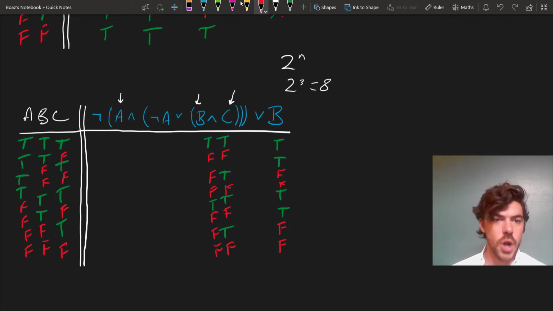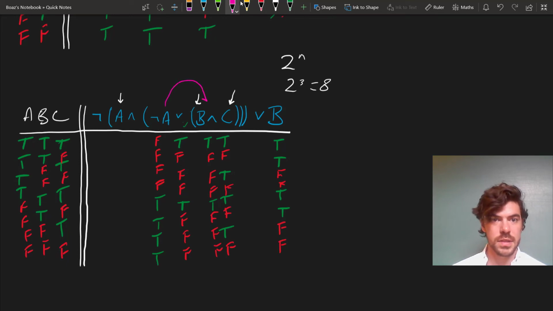Now we move on to not A. This will just be the opposite of the truth values of A in the leftmost column, so we get 4 falses and 4 truths. Now we've got either not A is true or the conjunction of B and C is true. So just to make clear, what I'm comparing here is the not A with the main connective of this subformula B and C.